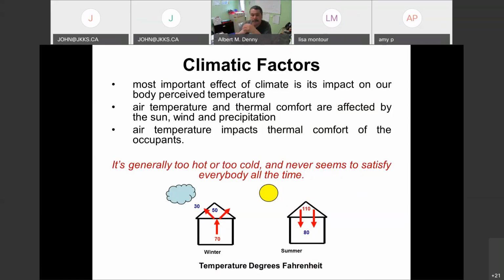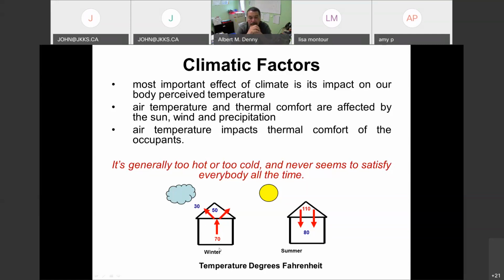But there's also another side, and that's about what John also mentioned about how much insulation. So air temperature and thermal comfort are affected by sun, wind, precipitation, and certainly our comfort level in a house or building. So air temperature impacts thermal comfort of occupants in general. Again, the diagram is generally too hot or too cold. It never seems to satisfy everybody all the time. So therefore, we end up with what I sometimes like to call the thermostat wars. Turn it up, turn it down, and whatever.